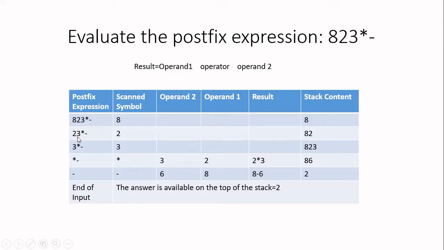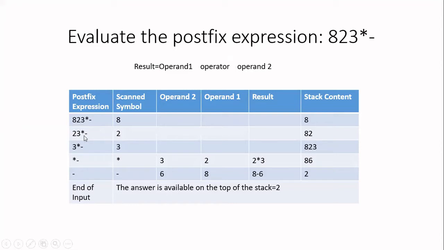Now I'm going to scan the leftmost symbol again. So now currently the leftmost symbol is 2. So the scanned symbol is 2. Again, it is an operand. So if you have an operand, push it onto the stack. Now, already in the stack, you have 8. You are going to push 2 in the stack. So write this 2 after this 8.